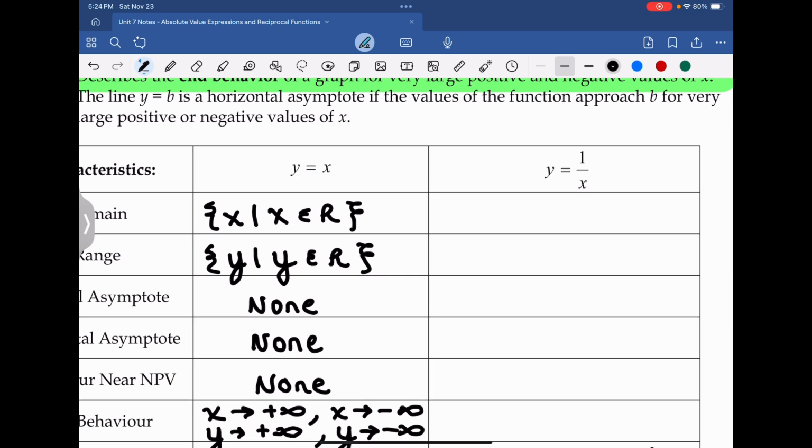Now, let's go through the chart for our reciprocal function. The domain. What was the restriction on the domain? If we flip back, we saw that x could not equal 0.